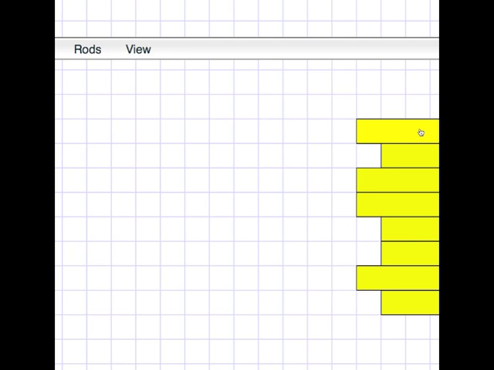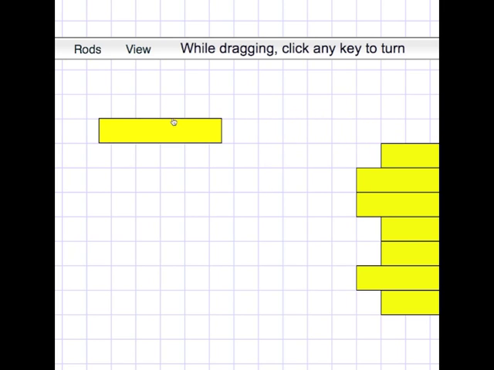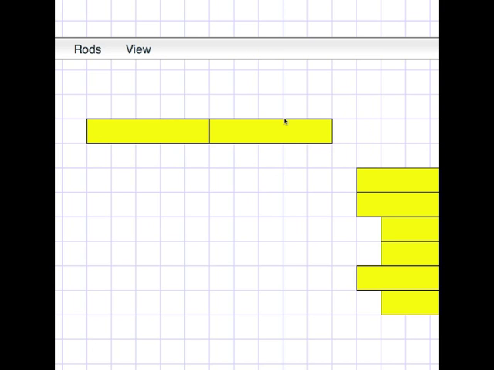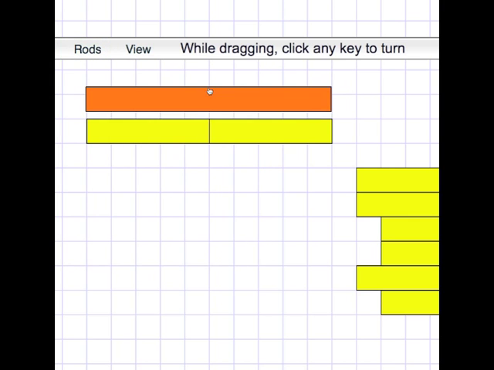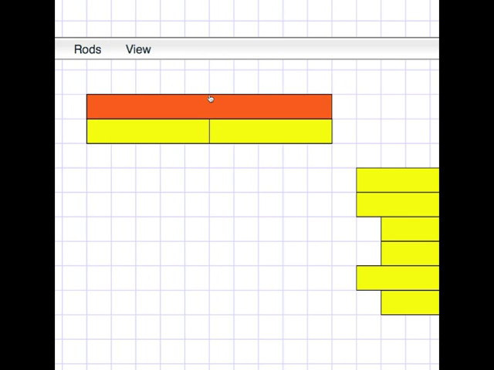I'll start with this yellow rod. That's 1 5. Now 2 5s. And if I get out an orange 10 rod to compare, you can see that together they make 10. Here's a third 5, which is 10 and 5 more, that's 15.